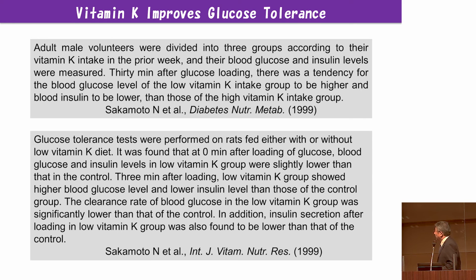Also, a similar study performed on rats by the same research group found that when rats were fed with low vitamin K diet, they exhibited low insulin secretion in response to glucose administration. Their results were very similar to our cell-based research, and we think vitamin K, especially menaquinone-4, may be involved in the enhancement of insulin secretion from pancreas.